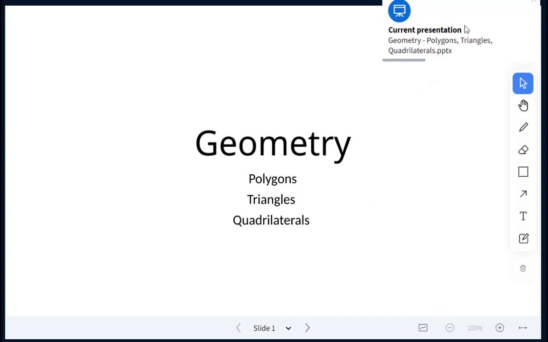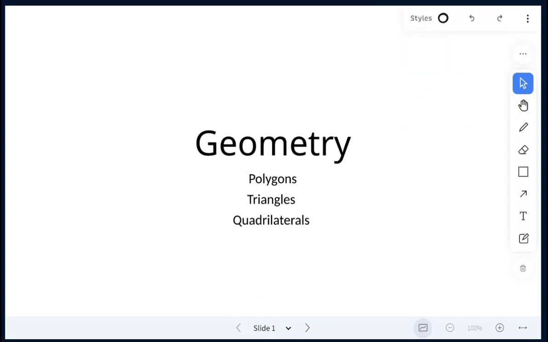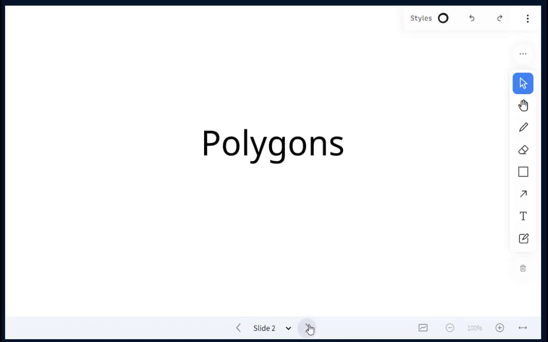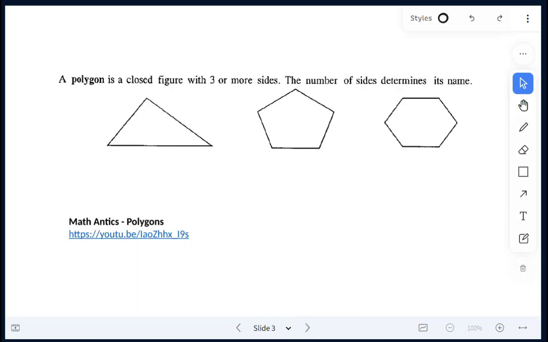All right, so today's class in geometry, we are looking at polygons, triangles, and quadrilaterals. So firstly, let's take a look at polygons. A polygon is a closed figure. It has to have 3 or more sides. So a triangle has 3 sides. That would be a polygon. The number of sides will also determine its name.